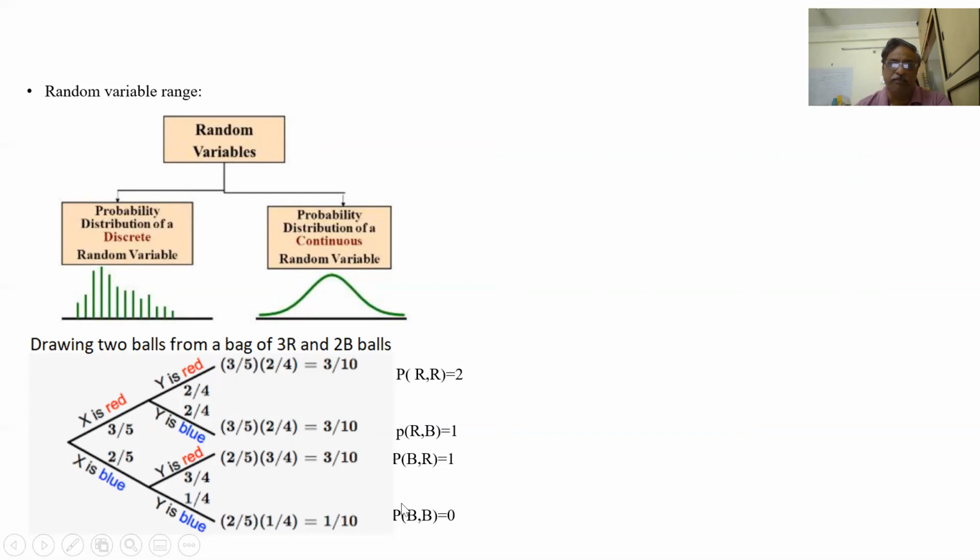Here no red has come. The random variable says no red, 0. Here 1 red. Here 2 reds. So the random variable is 0, 1, 2. So 0 is 1 by 10, 2 is 3 by 10, and 1 is 6 by 10. We have to add these two, because both possibilities can occur: first red then blue, or first blue then red. So we add to get 6 by 10. So we have just refreshed our probability methods. For coins, it is 1 by 2, 1 by 2 for each. Okay, good.